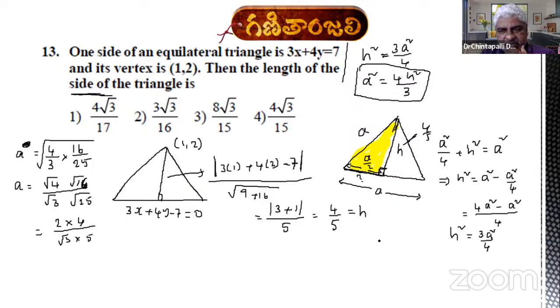Then we use tan 60, root 3 is equal to 4 by 5 by a by 2. a by 2 is equal to 4 by 5 into 1 by root 3. 4 by 5 root 3. That is equal to 2 by 5 root 3.